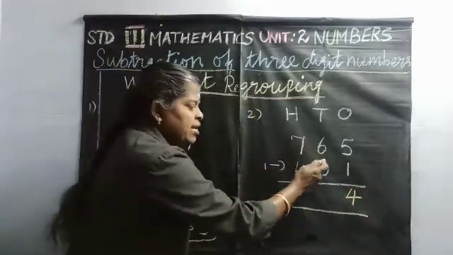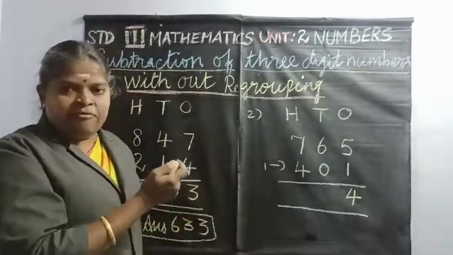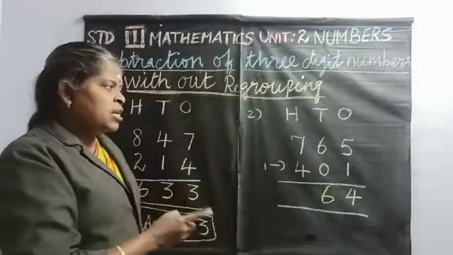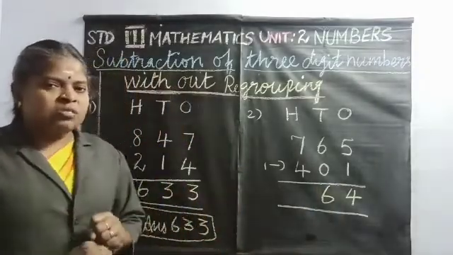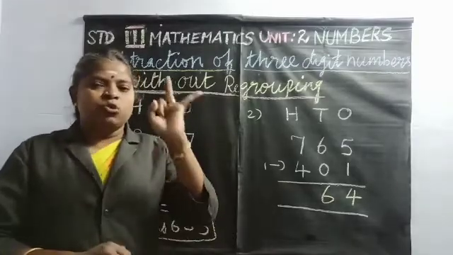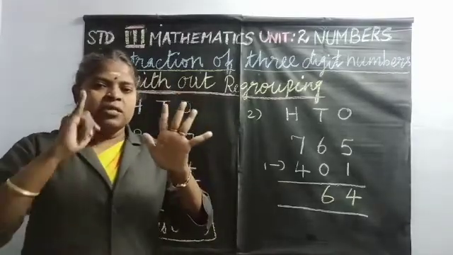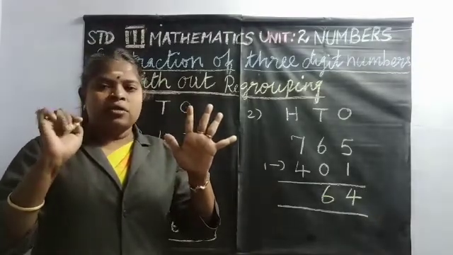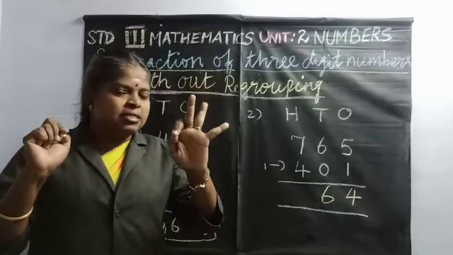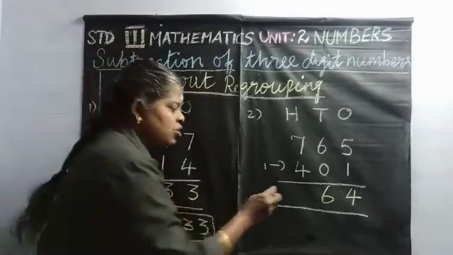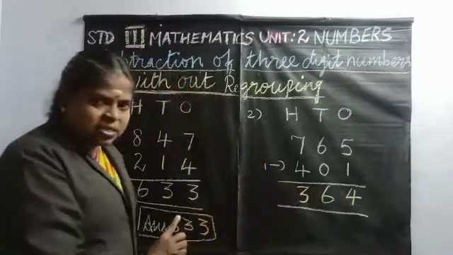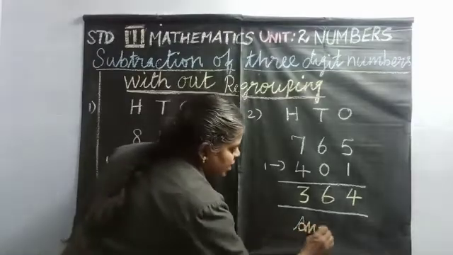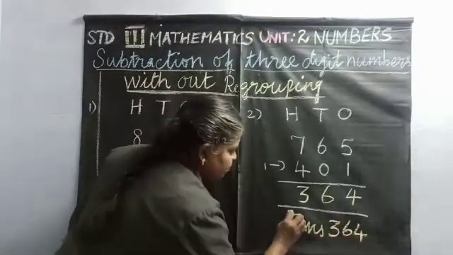Next, 6 minus 0. So we need not close any fingers. 6 minus 0 is how much? 6. 6 minus 0 is 6. Next, 7 minus 4. First we leave 7 fingers open. 1, 2, 3, 4, 5, 6, 7. In that, how many fingers do we want to close? 4 fingers. 1, 2, 3, 4. Balance, how much is that? 3 fingers are there. So we write 3. So 765 minus 401 is how much? 364.